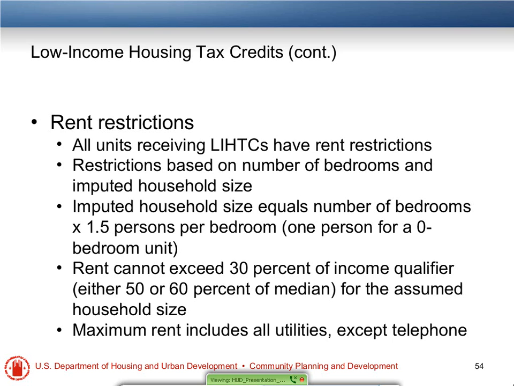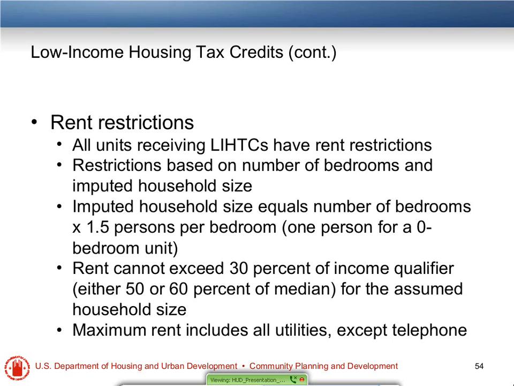If it's an efficiency unit, a 0 bedroom, the imputed household size is 1 person. If it's a 1-bedroom unit, the imputed household size is 1.5 persons. So if you've got a 2-bedroom unit, each bedroom with 1.5 persons, you basically would take the income for a 3-person family. And then rents cannot exceed 30% of that income qualifier, or the 3-person family, at either the 50 or the 60% rate, whichever was used by the development.